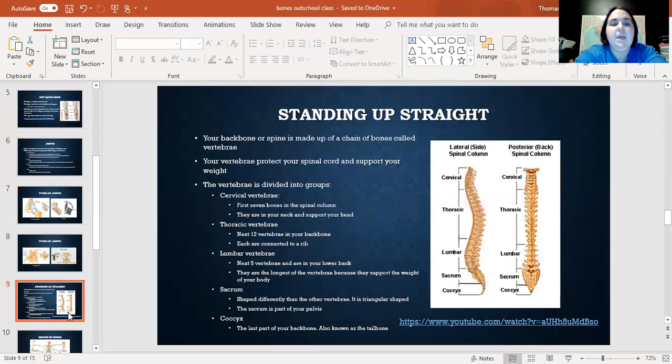Your first seven are called your cervical vertebrae, and that is going to be supporting your neck and your head.